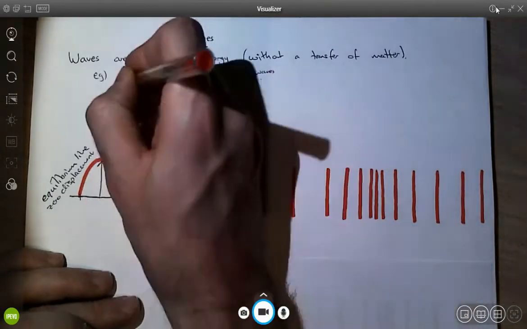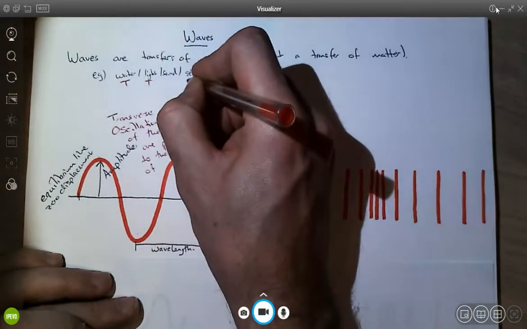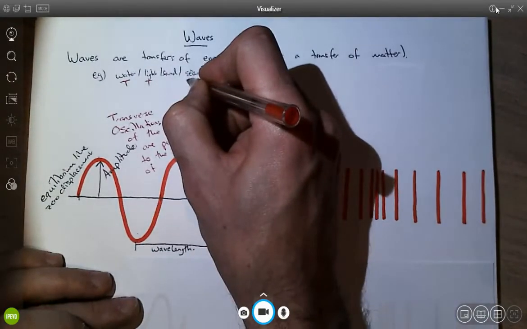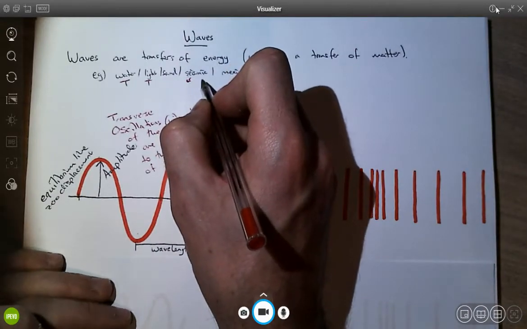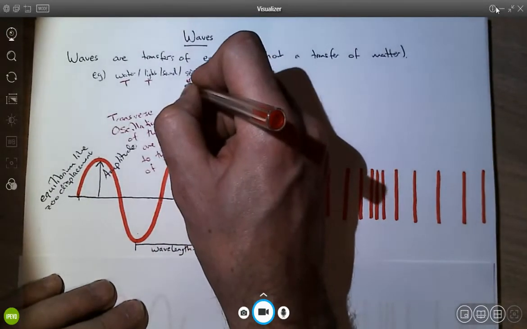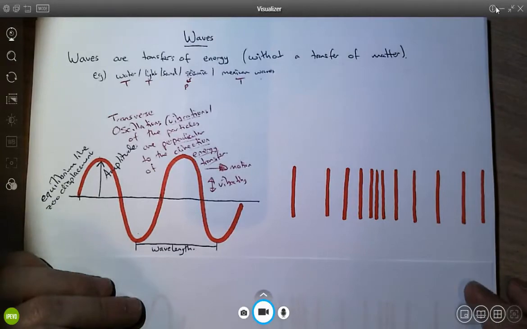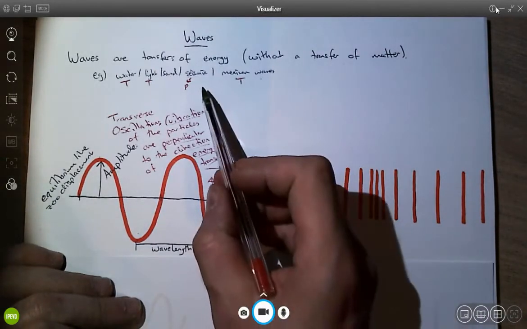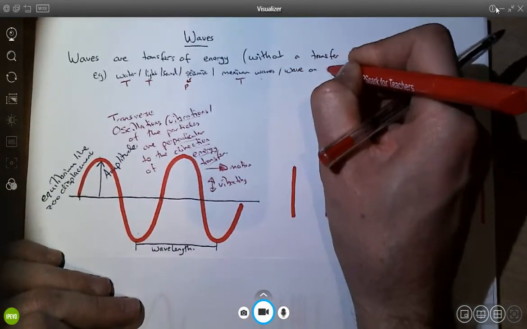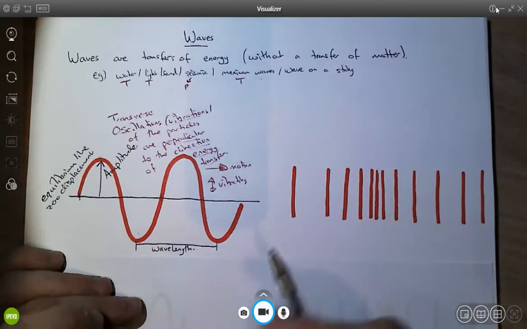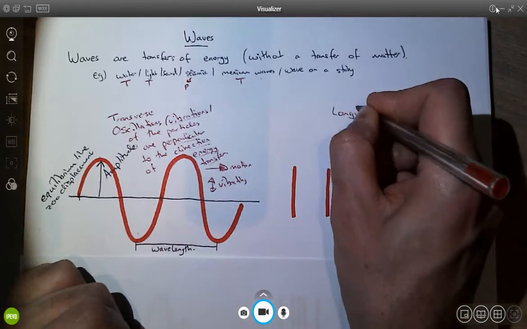Other examples of transverse waves: water waves, light waves, one type of seismic wave is transverse, the other is longitudinal. So P waves are transverse and S waves are longitudinal, but that's not GCSE. And then the other one as well that students can mention is a wave on a string. If you want to make a wave on a string or a piece of rope, it has to be transverse. The other type of wave is longitudinal.